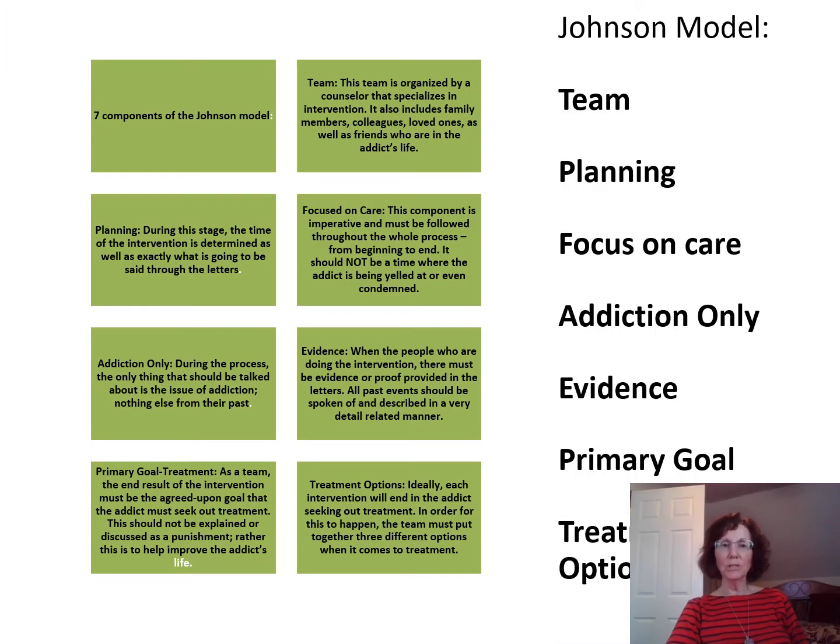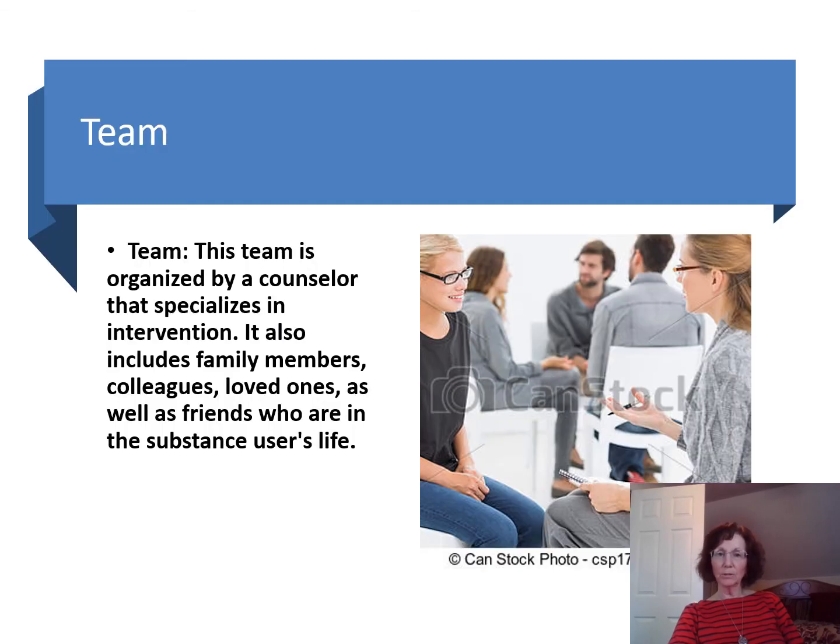So going back to the Johnson model, we're going to get a little heavier into this model because it's very effective for helping the addiction professional discuss problems with the client. The Johnson model is teamwork, planning, focus on care, talk about the addiction only. What is the evidence? What is the primary goal? And what are some of the treatment options?